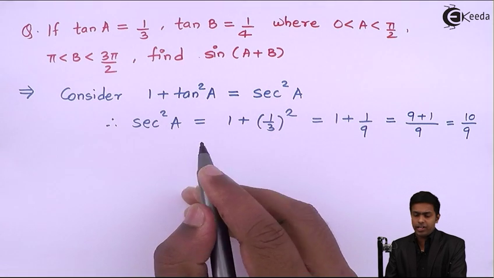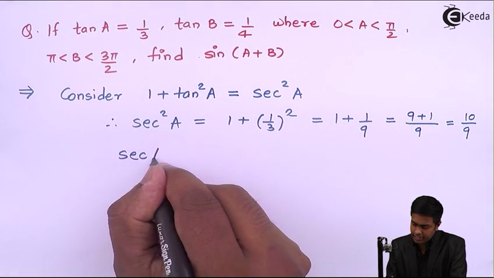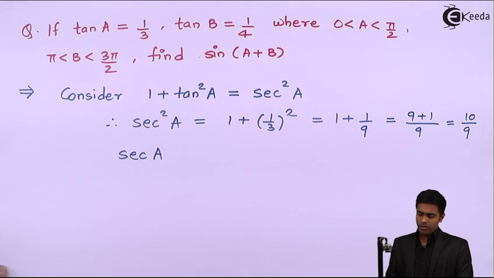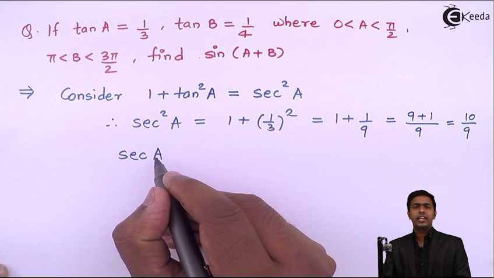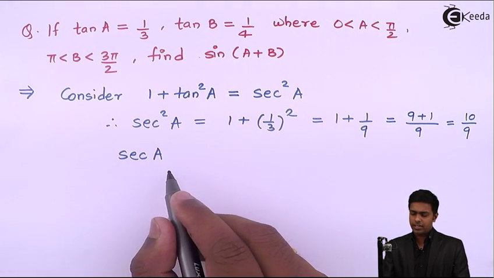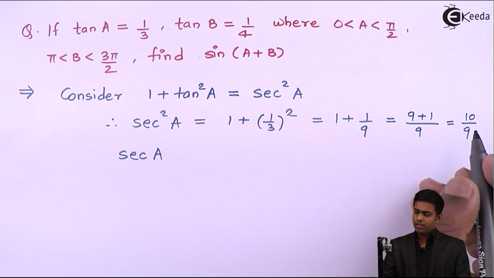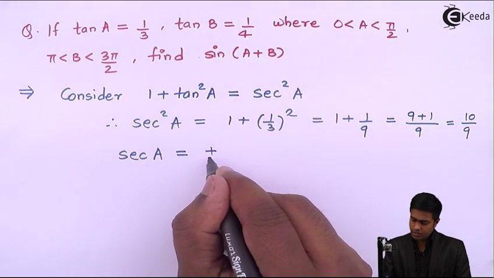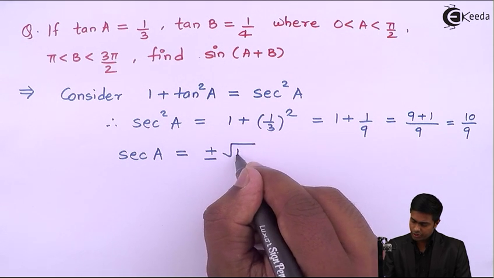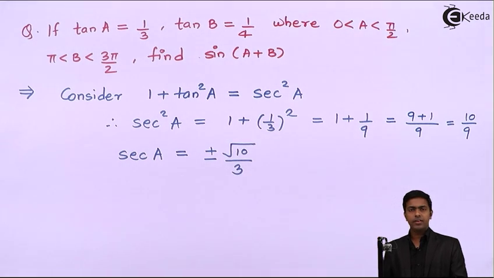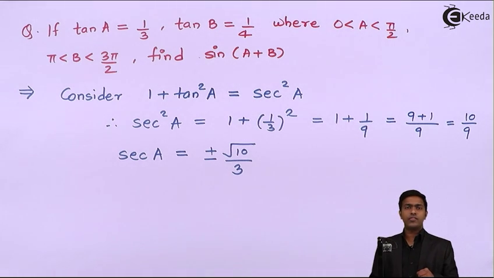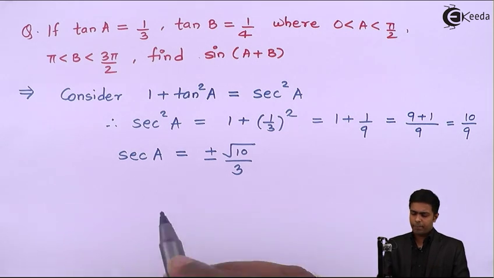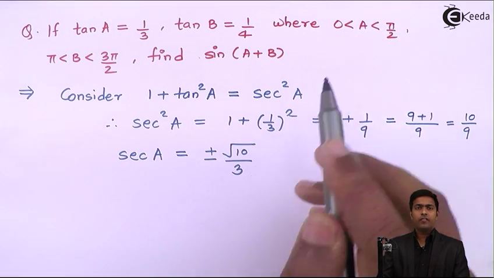But let's find the value of sec A, because from sec A we are going to find the value of cos A. If I want sec A, then I have to take the square root on both sides. The square root of sec square A is sec A, whereas the square root of 10 upon 9 is plus or minus root 10 upon 3. So we are getting two values of sec A. Now the question is which value we should accept. It depends on the angle where it lies.